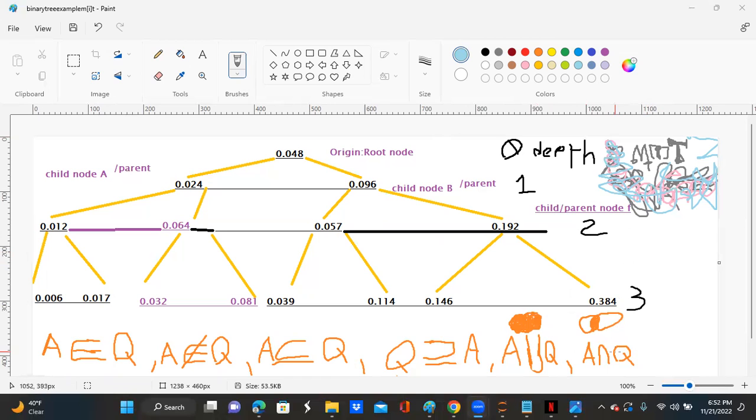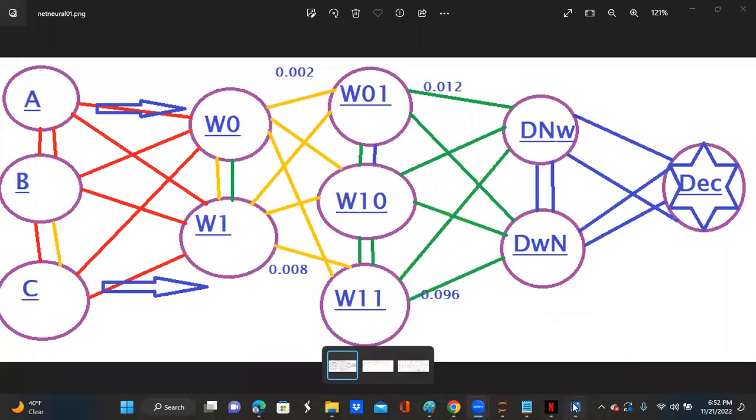So next, we are going to hop over to a picture of a simple neural network, feed-forward type node system where we have nodes A, B, and C as origin starting points. And then they are sent on to weights 0 and 1. And then weights 0 and 1 make a decision and send it on one of the edges with a different weight.